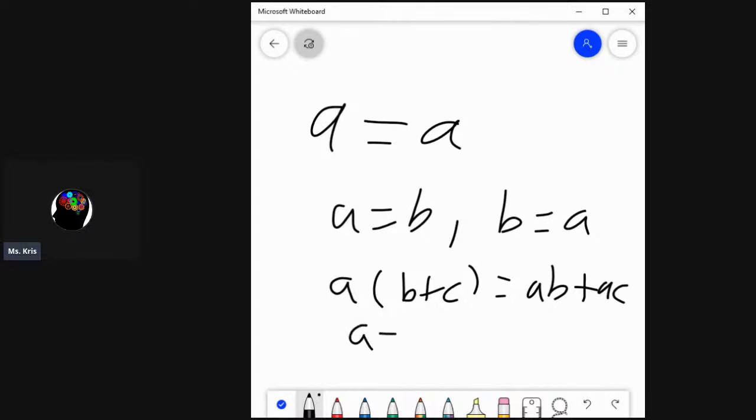Substitution says, well, if A equals B, then I can replace A with B in any equation.